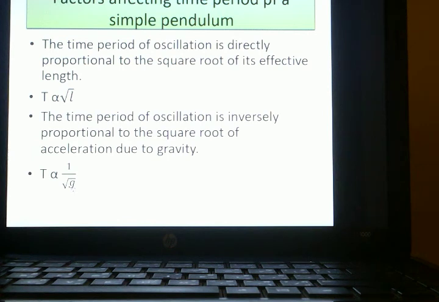Means what is this term denoting? Whenever g decreases, acceleration due to gravity decreases, time period will increase. You might be knowing that this value of g, even if we are taking it as 9.8 meter per second square, is an average value of g. But this value of g goes on changing as we move from the equator to the poles or to the sea level. So if this g's value increases, time period will decrease. If time period increases, g will decrease. It is again vice versa.